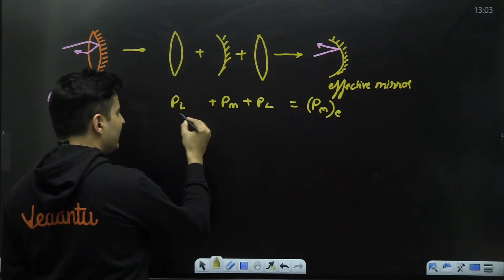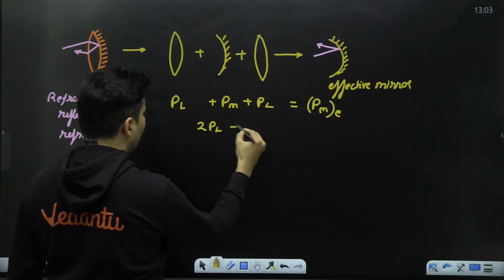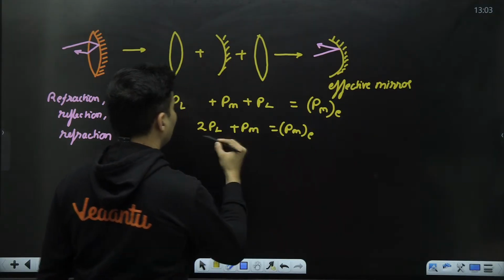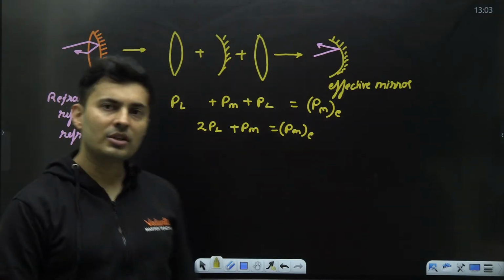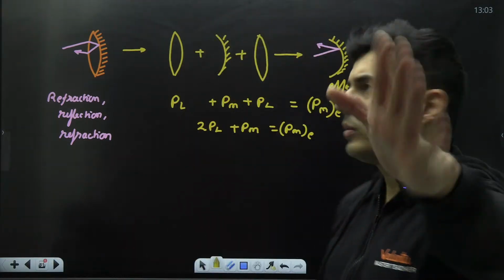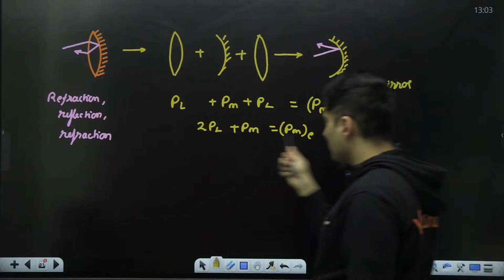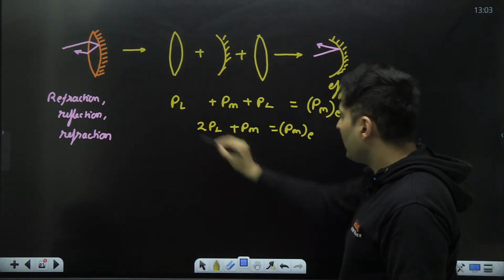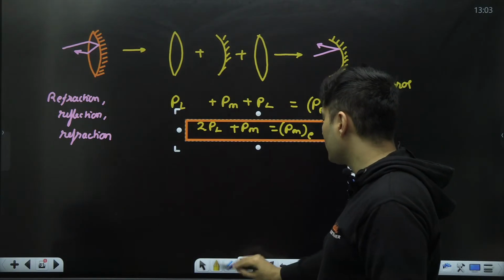The lens is coming two times, so 2PL plus PM is equal to PM. That's it. If you remember this much, the rest of the things you will be able to do on the spot. So whenever you have silvering of lenses, just keep this in mind. Two lenses and a mirror becomes an effective mirror. Rest of the things you will be able to do on the spot.